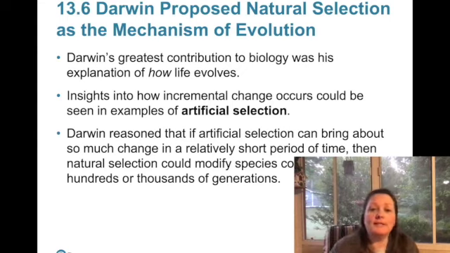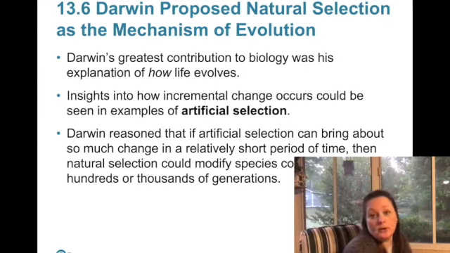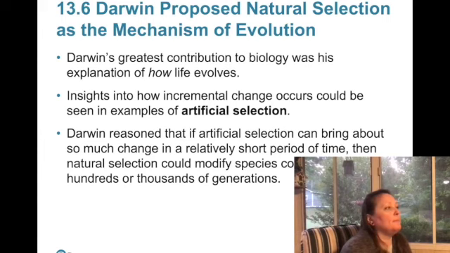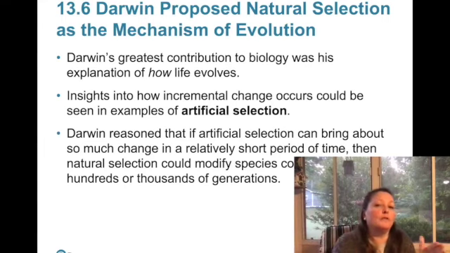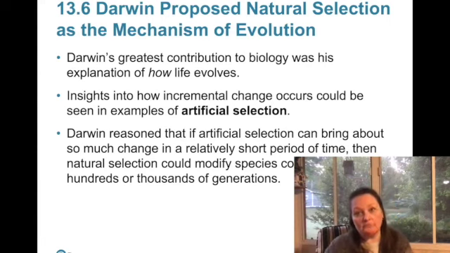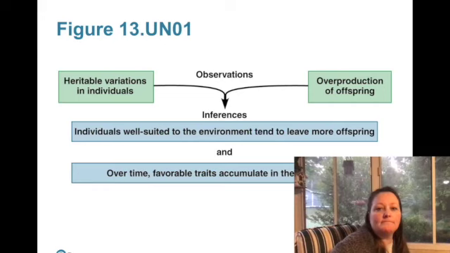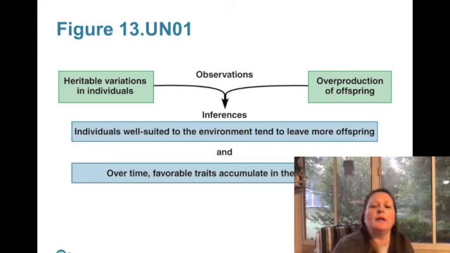So Darwin reasoned if artificial selection can bring about so much change in a short period of time, then natural selection could do it over a long period of time. Because artificial, we're forcing it to happen. Natural selection just kind of takes place. Now, we'll look at this one and then I'll tell you about Lamarck.